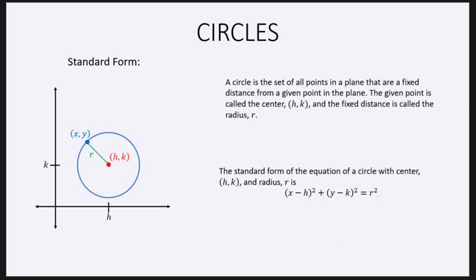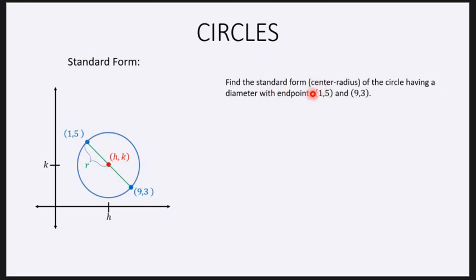Let's try an example. Find the standard form, which is the center-radius form, of the circle having a diameter with endpoints at (1, 5) and (9, 3). So here I see one of the endpoints of the diameter is at (1, 5), and the other endpoint is over here at (9, 3). But those are endpoints of the diameter. A diameter is a line segment that goes through the center of a circle, but actually has endpoints that are on the circle. So the radius is half of that diameter.